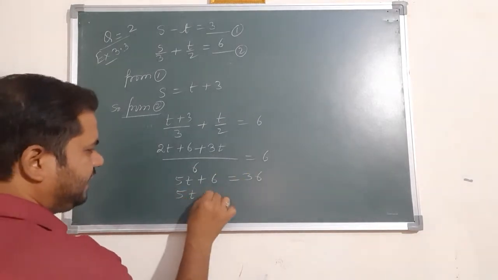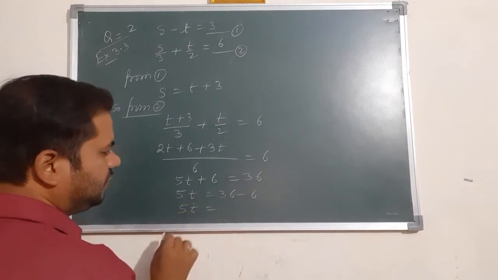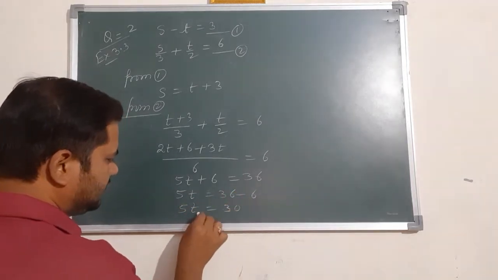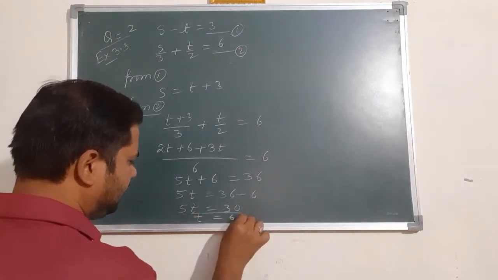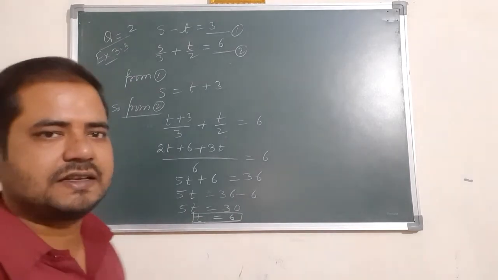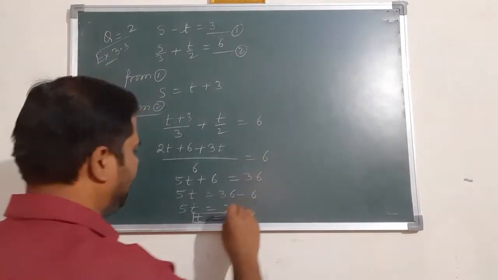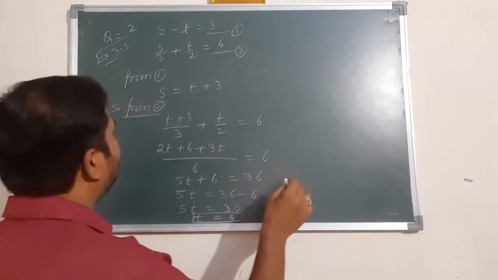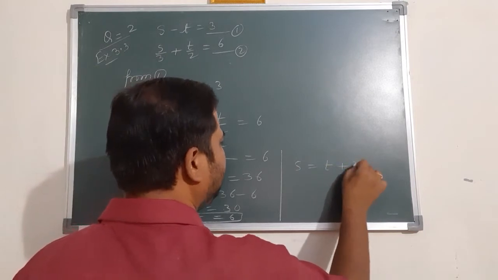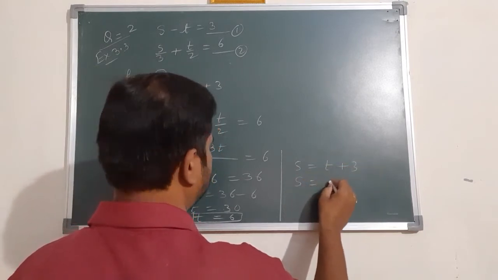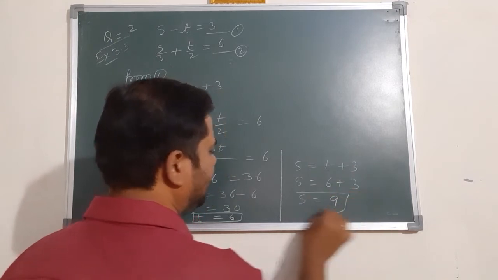So 5t is equal to 36 minus 6. So 5t is equal to 30. So t is nothing but 30 divided by 5, t is equal to 6. We get t is equal to 6. And putting this value of t in the first equation, we get the second value. So s is equal to t plus 3, so s is equal to 6 plus 3. So s will be 9.